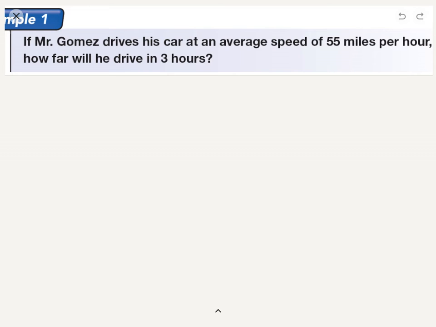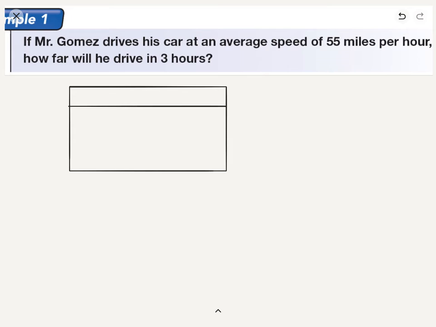So, if Mr. Gomez drives his car at an average speed of 55 miles an hour, how far will he drive in 3 hours? So, a rate box, as mentioned, is pretty much just like a ratio box, except we're talking about rates of things, which mathematically you do in a very similar way to ratios and fractions. Is it also kind of like input and output? Yes, kinda.